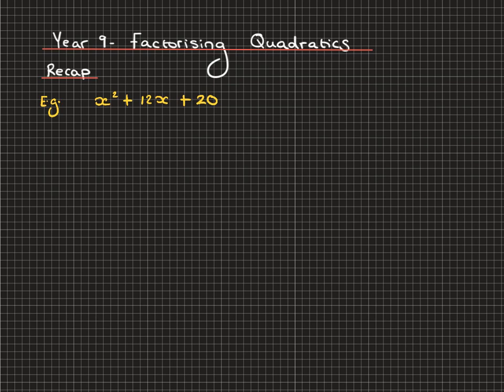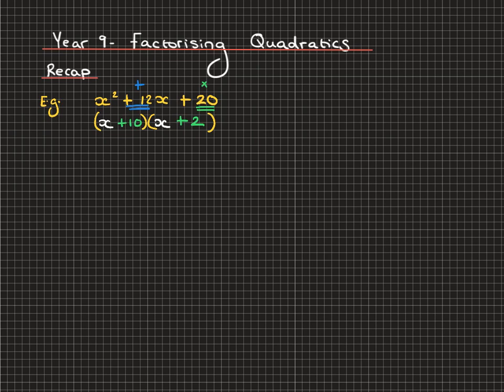Now, splitting this up into its factors, we know that we can write these as a pair of brackets, which will, in this case, both begin with x. And we looked last lesson at the pattern, which tells us that the two numbers inside the brackets will multiply together to give us 20, and they will add together to give us this value 12 here. So that is going to give us a combination of x plus 10 and x plus 2 multiplied together. There is only ever one correct answer.